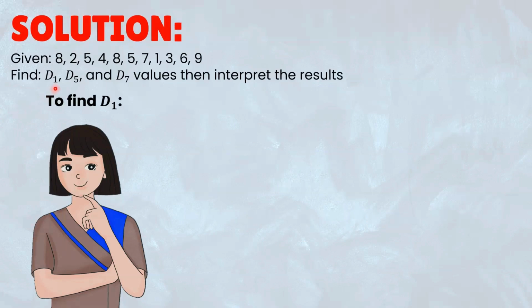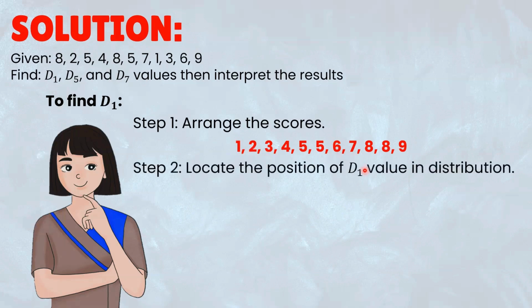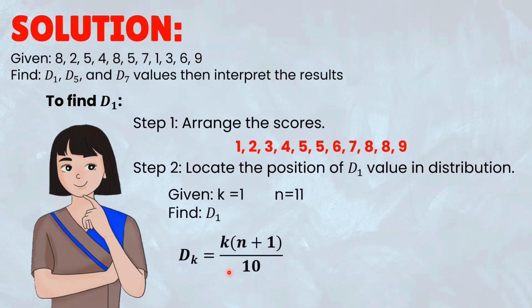Decile 1 first. To find the decile 1 value, of course, first step, we have to arrange our scores in ascending order. So we have 1, 2, 3, 4, 5, 5, 6, 7, 8, 8, and 9. For our second step, we have to locate the position of decile 1 value in our distribution. In here, we will be using the formula for deciles. So we have decile D sub k is equal to k times the quantity n plus 1 over 10. We are looking for decile 1, thus our k will be equal to 1, and n is equal to 11 because we have here 11 scores in our data set.